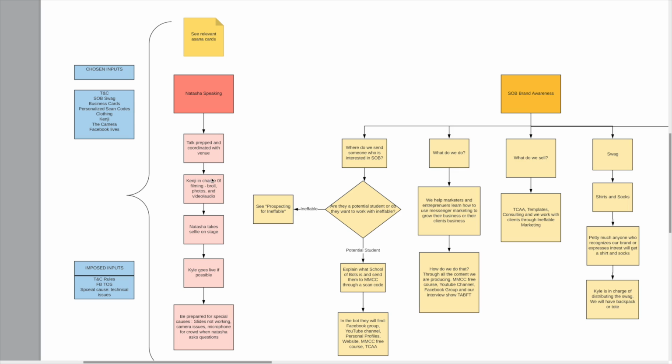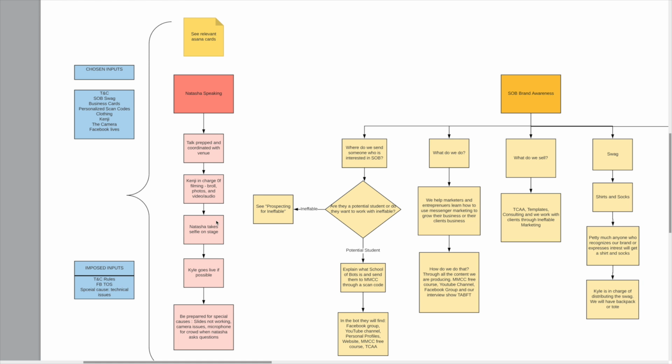So the second process here in our subsystem is going to be Kenji's in charge of filming the B-roll, photos, and video or audio. That's really important to note here because there's two people filming, as we saw in our chosen inputs. There's Kenji as well as the camera, me filming, right? So we need to know, what is Kenji going to be doing exactly? What is he in charge of? What doesn't Kyle need to be aware of, and what doesn't he need to focus on because Kenji's going to be focusing on that, right? And so here we would have him sit down with us and understand that he's going to be in charge of taking the B-roll, of taking all the photos, as well as the video and audio of Natasha speaking on stage.